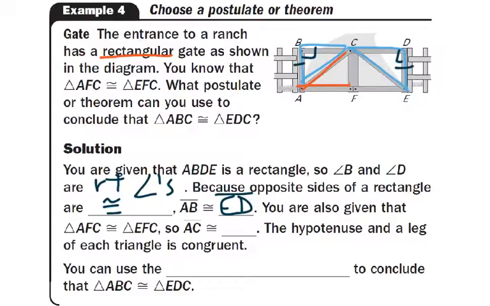You're also given, now this is where the proof gets a little bit different, we're given that triangle AFC was congruent to triangle EFC. So I can say that AC is congruent to EC by the definition of congruent figures. Definition says that all the corresponding parts are congruent. So that's the hypotenuse and the leg of each triangle is congruent. So we can use hypotenuse leg to conclude that triangle ABC is congruent to triangle EDC. Sorry about the little mistake on that one.